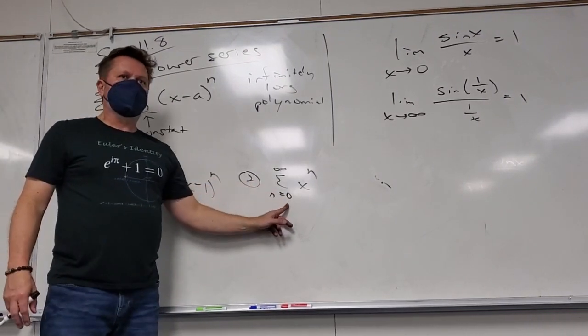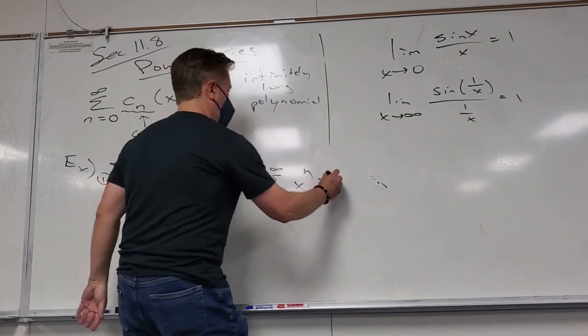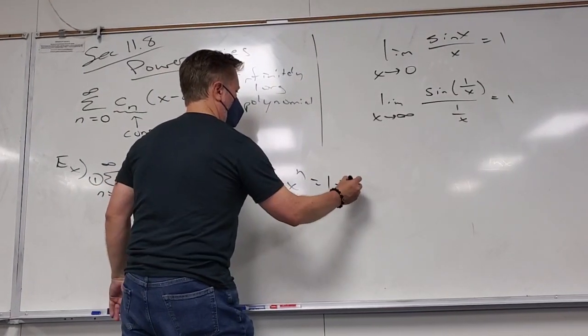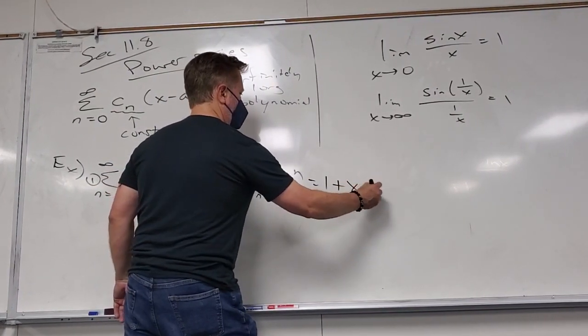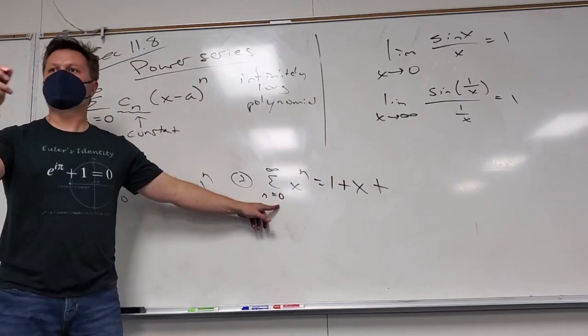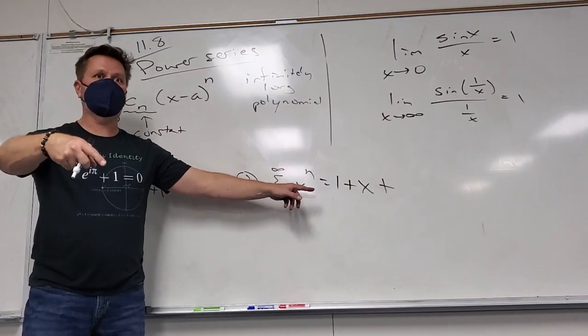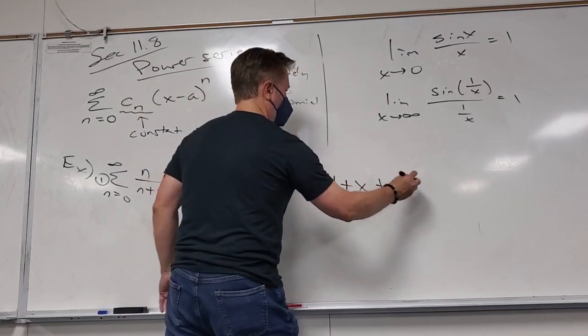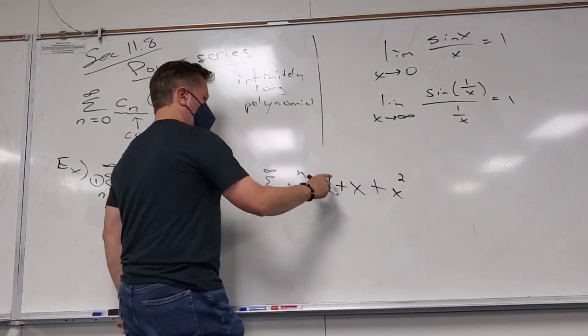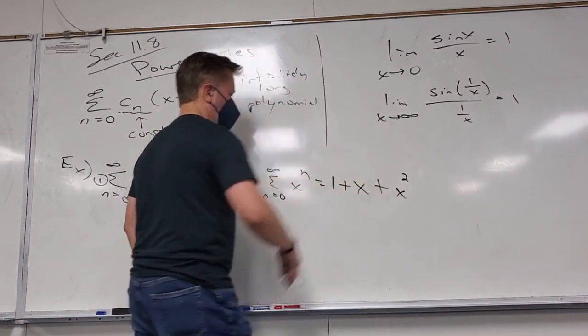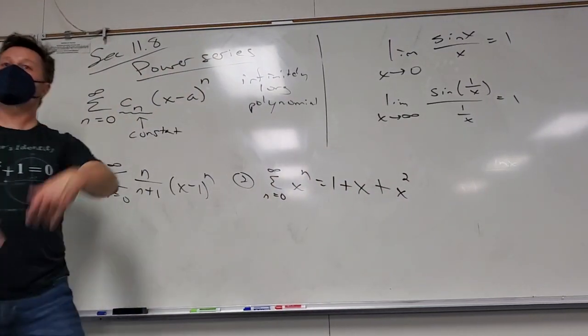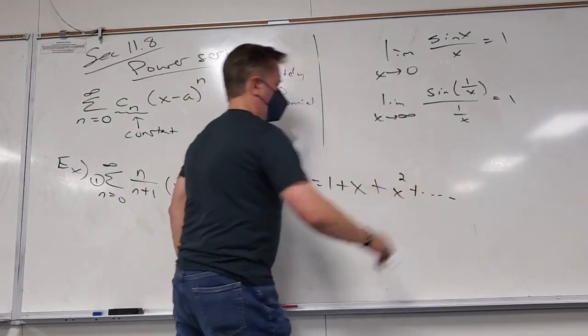First element would be 1. Second element would be x. Right? N equals 0. N equals 1 is the second element. N equals 2. Wait a second. N equals 0. N equals 1. N equals 2. Yeah, okay, beautiful. And so forth.